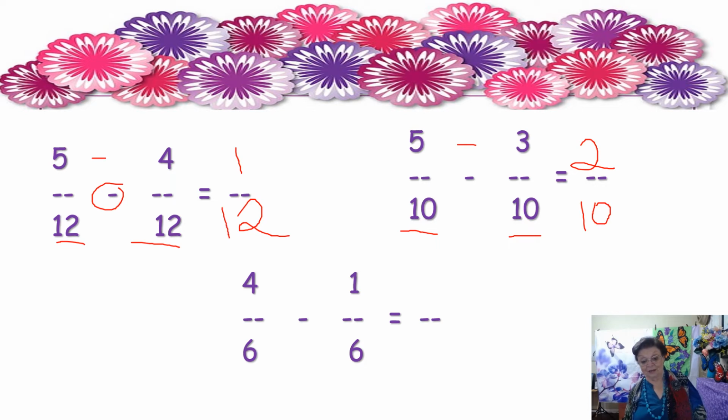Let's look at these denominators. A 6 and a 6. So what's going to be the denominator? 6. And then 4 minus 1 is 3. Ta-da!